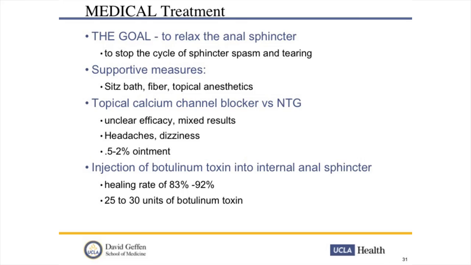Injection of botulinum toxin into the internal sphincter has a healing rate of up to 90%, so really pretty good results. We do inject about 30 units of botulinum toxin, and of course that may work for your patients. We do know that's slightly more effective than just regular topical nitroglycerin therapy. Surgery is not the last resort, but it can be used successfully.